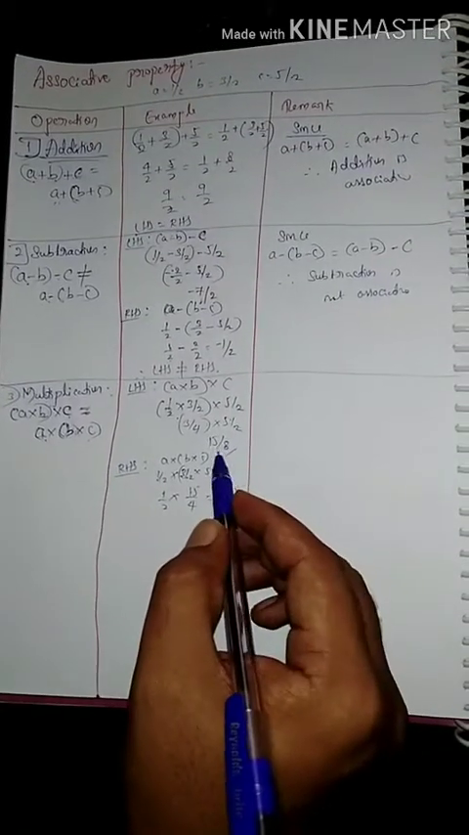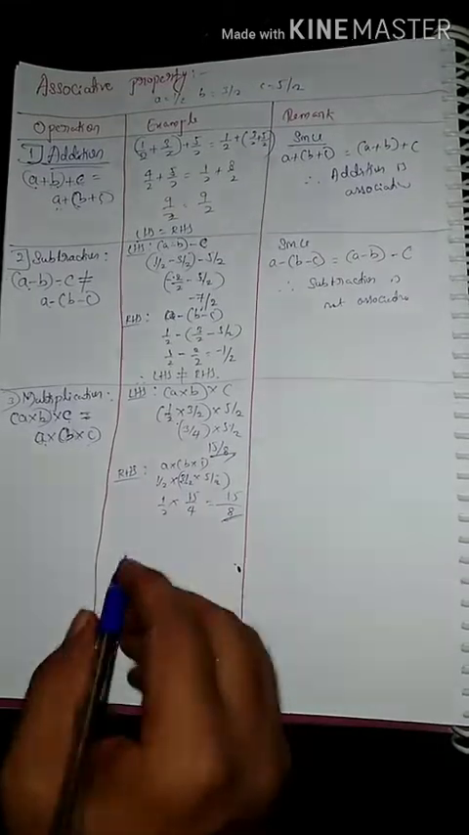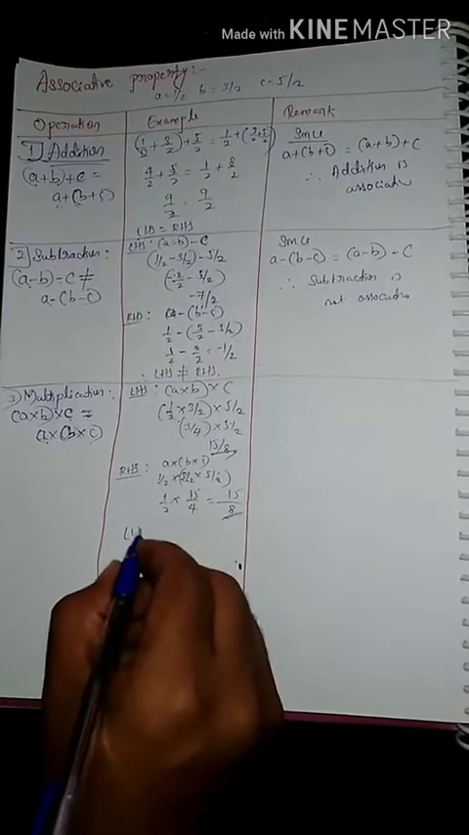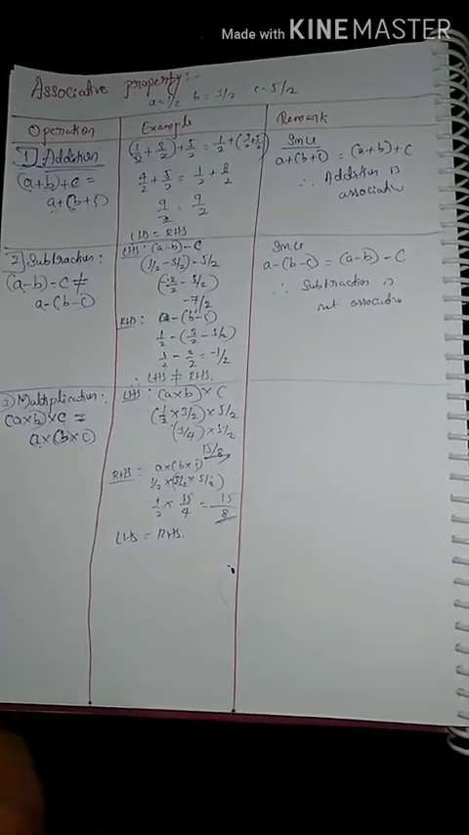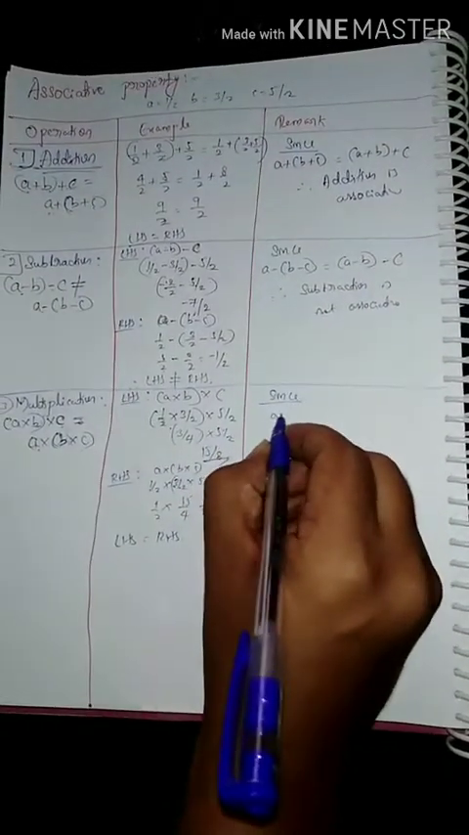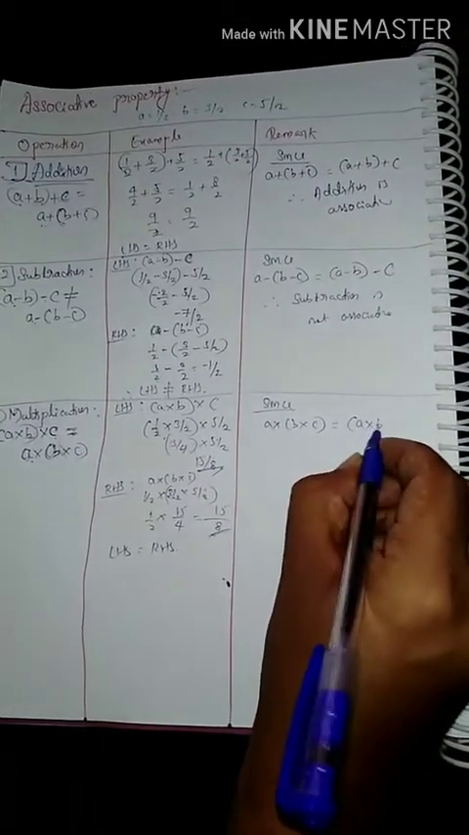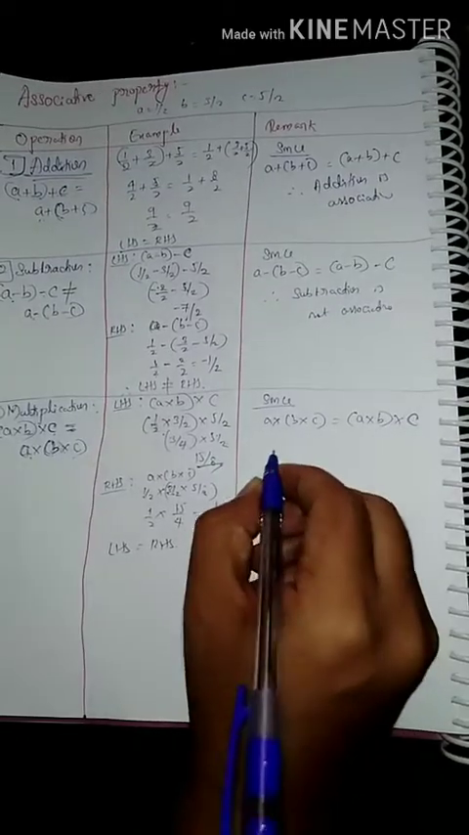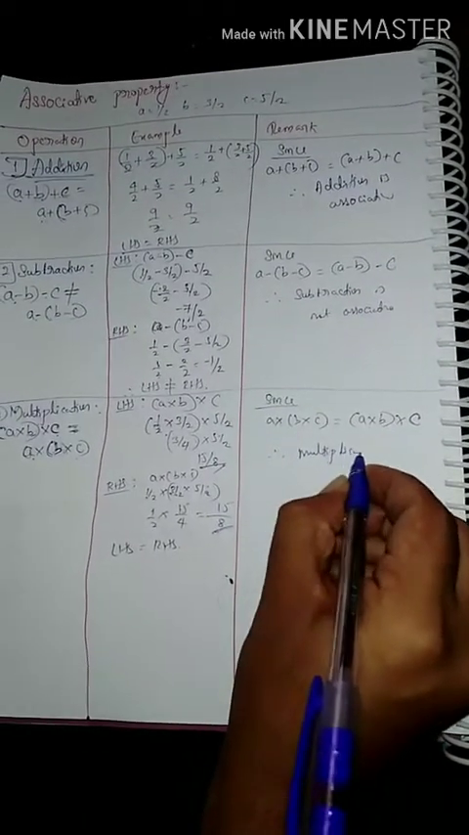See here, LHS is equal to 15 by 8 and RHS is equal to 15 by 8. Means here the result is the same. LHS is equal to RHS. Therefore, multiplication is associative. Right here in the remark, since (a into b) into c is equal to a into (b into c), therefore multiplication is associative.